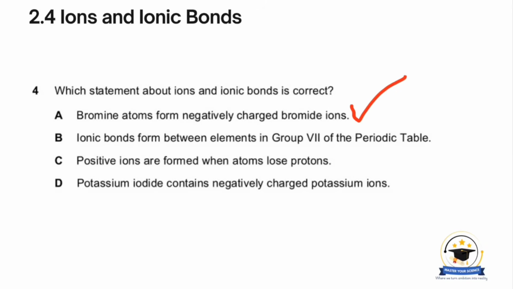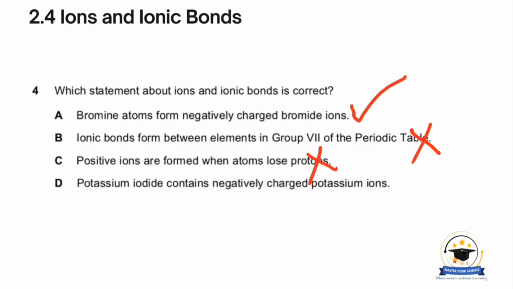Then B says ionic bonds form between elements in group 7 of the periodic table. This is incorrect because group 7 elements are all nonmetals, and generally nonmetals will not form an ionic bond between themselves. Then C: positive ions are formed when atoms lose protons. This is incorrect. Positive ions are formed when atoms lose electrons.